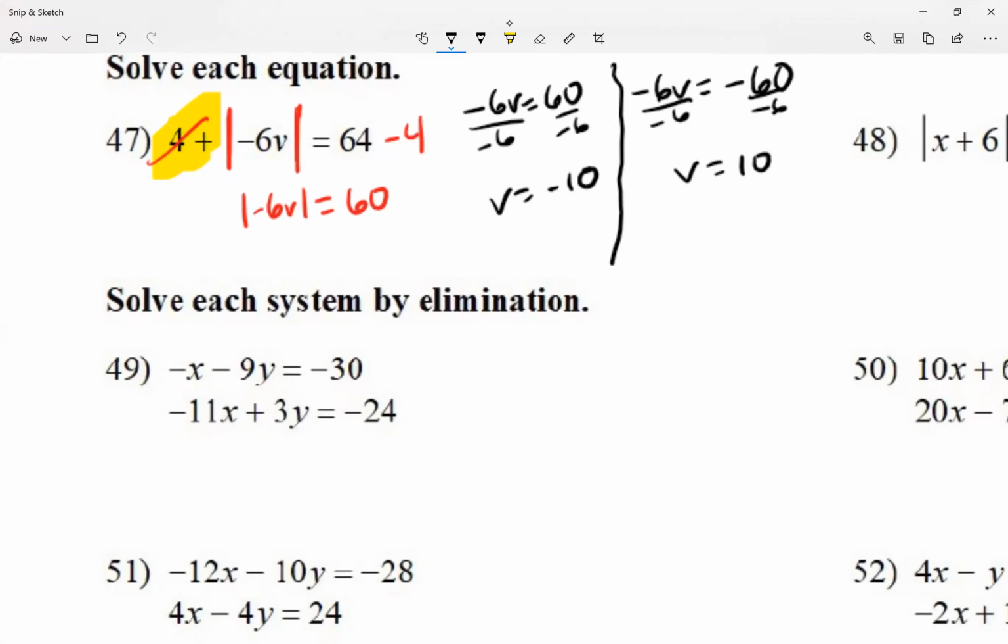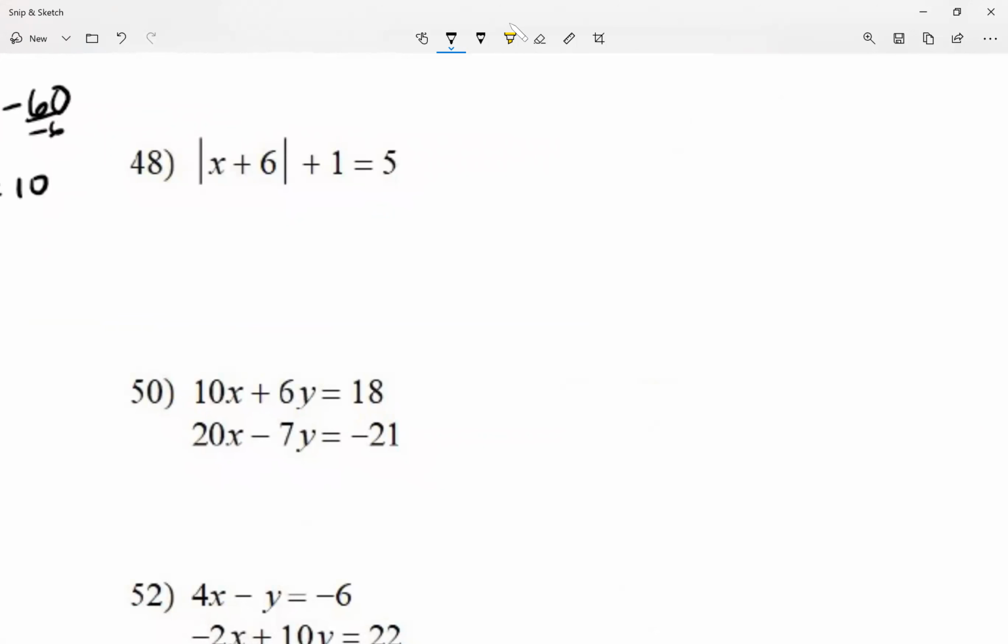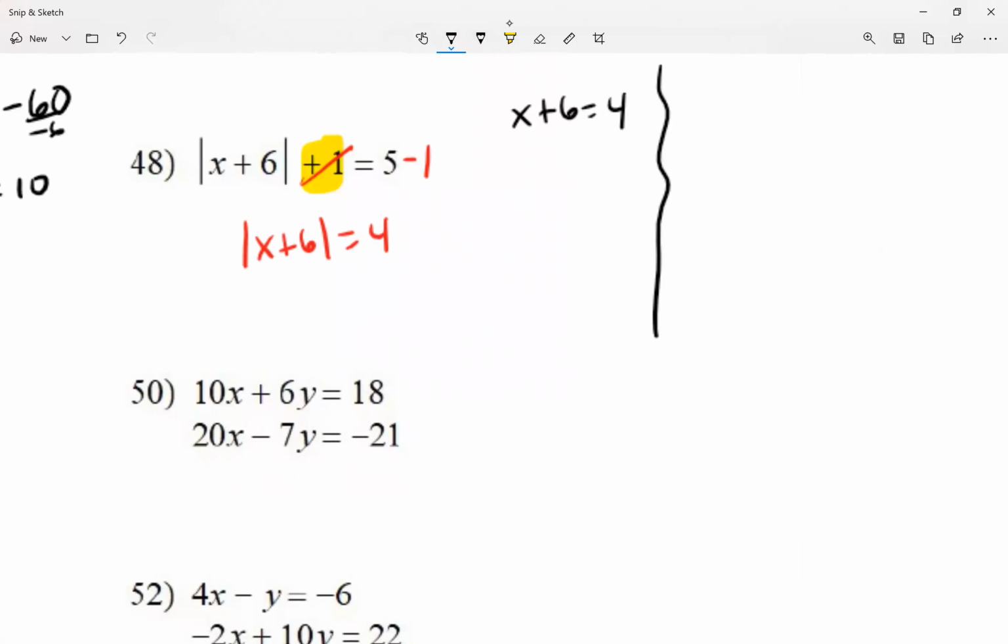Now let's take a look at question number 48. I want the absolute value by itself. So I see a +1 that has nothing to do with my absolute value. I'm just going to cross it out and write it on the other side as a -1. So I get that the absolute value of x plus 6 is equal to 4. Now I'm going to break it down into two different questions. My first question is x plus 6 is equal to 4, and my other question is x plus 6 is equal to negative 4.